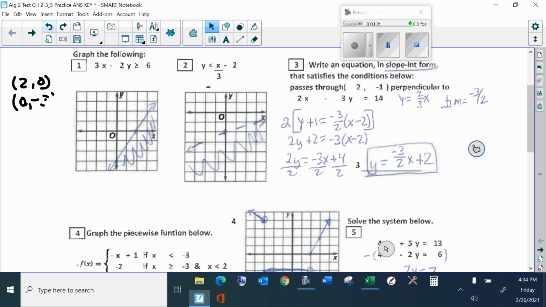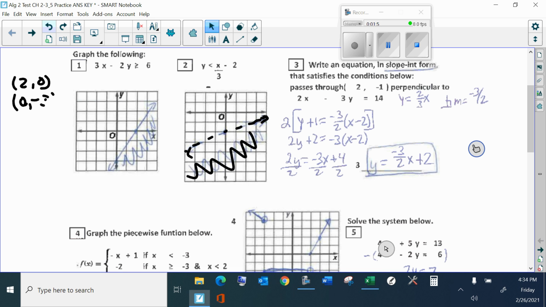Okay, here this number 2 is already in slope-intercept form. So we have our y-intercept at -2, and our slope is 1/3, up 1, right 3. There's the second point. Now it's less than, so therefore it's a dashed line, and it's shaded below.